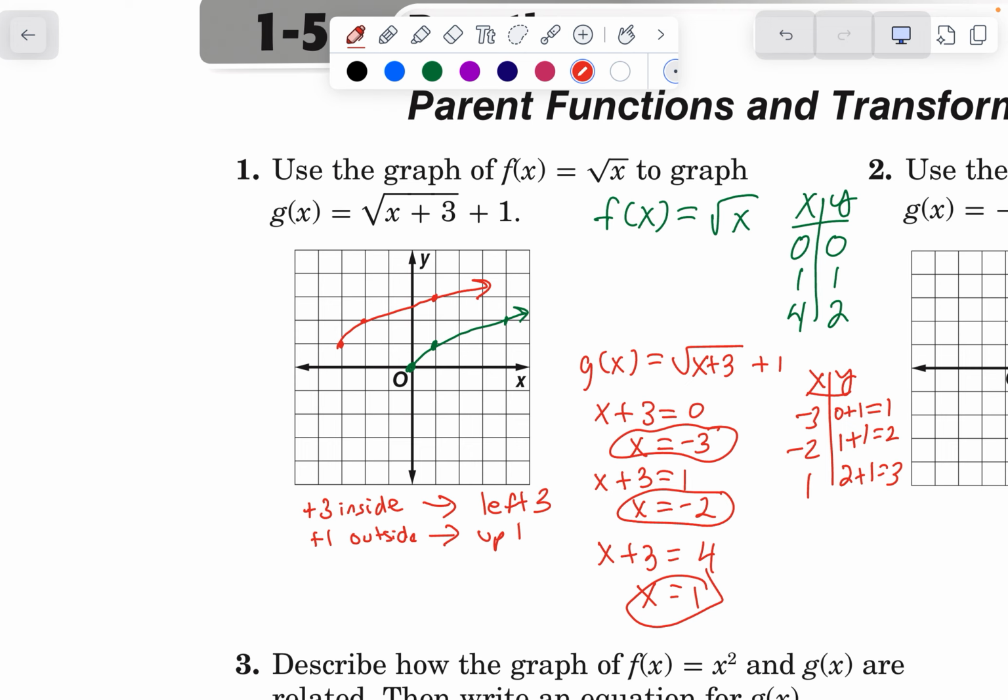You're good. Wait, when does it go down? So it goes down when you subtract on the outside. So if that plus 1 was a minus 1, the function will go down 1. Okay. So anything on the outside affects how it goes up or down. And the outside kind of does what you expect it to do. If you add, you think you should go up. If you subtract, you should go down.